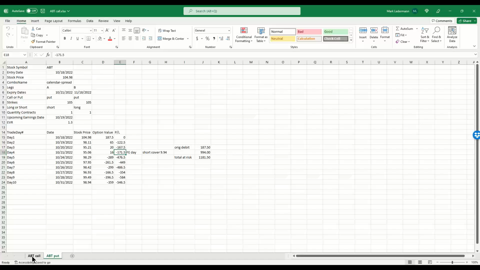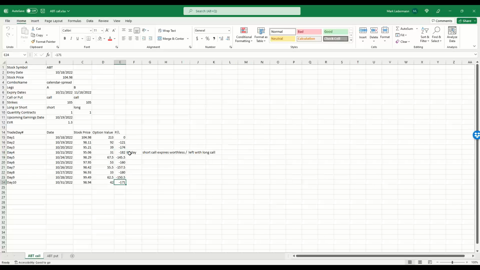So let's look at the call, because on FE day, if you use the call calendar, you can see that I made some notes on FE day. The short call here expires worthless. So you are left with your long call, and there is no front cover, and there is no worry about exercise and assignment. Your front expires worthless, and you are just left with the trade. But the results, so let's take a look.